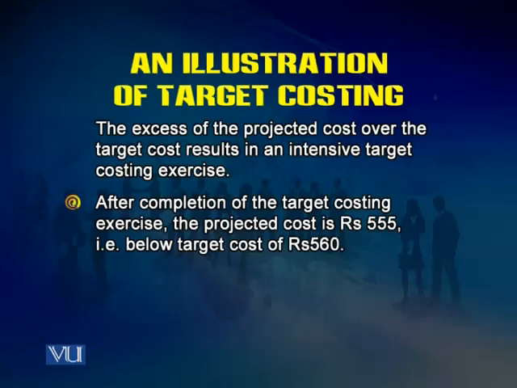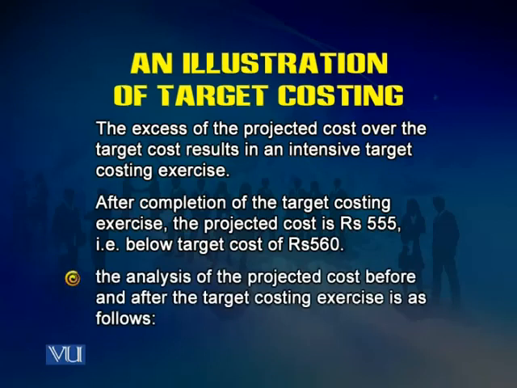After completion of the target costing exercise, the projected cost is rupees 555, i.e. below the target cost of rupees 560. The analysis of the projected cost before and after the target costing exercise is being shown. So this company in our example is manufacturing a combined video and still camera.